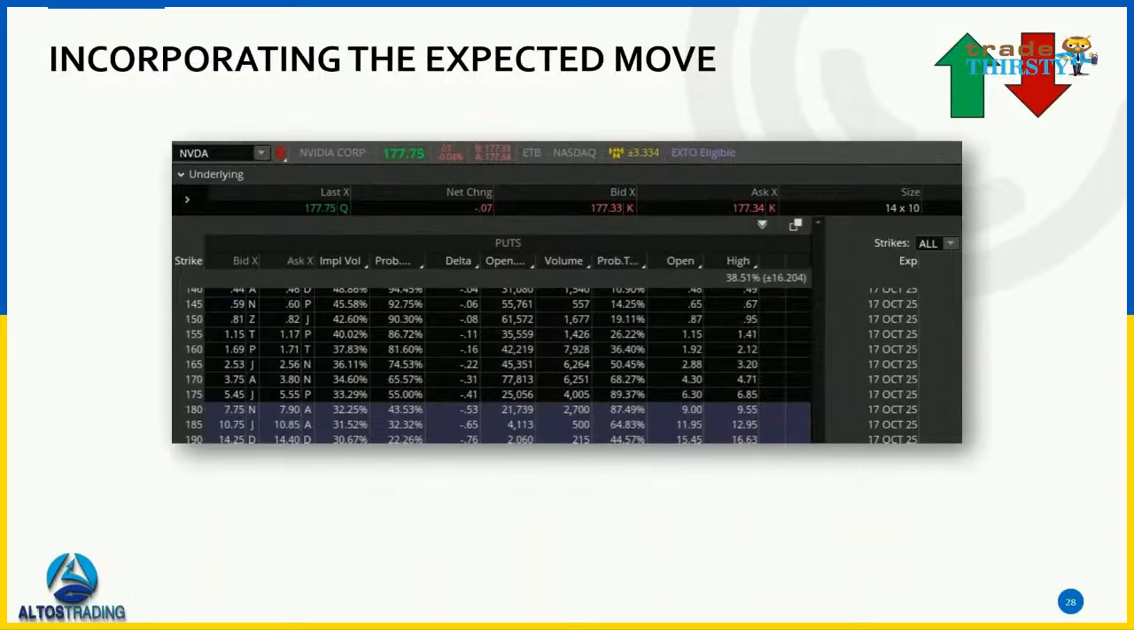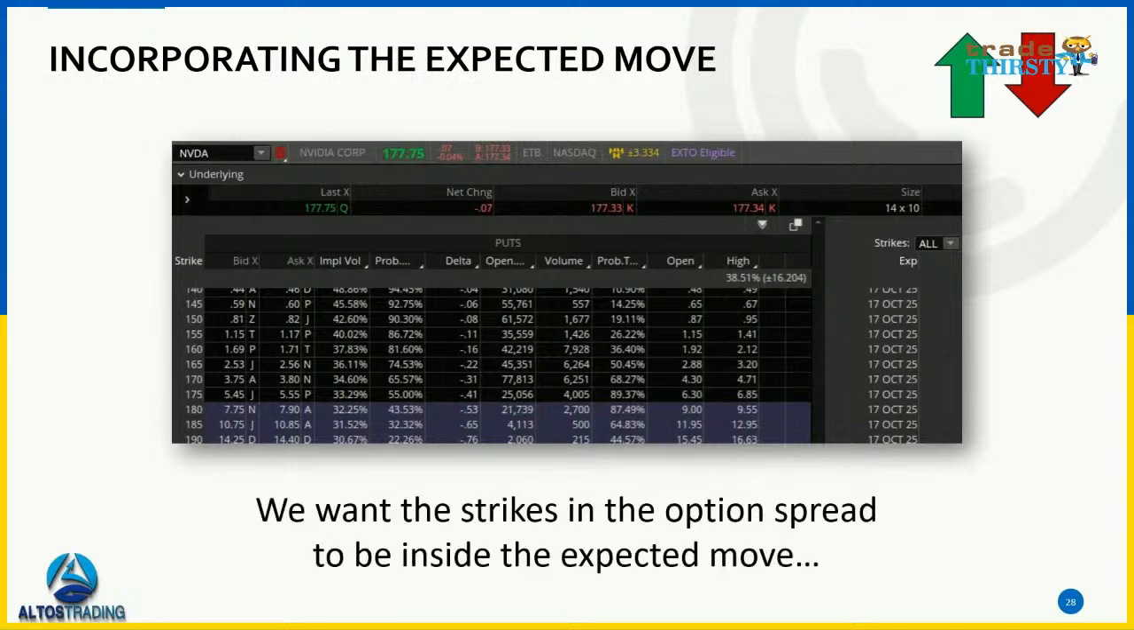All right, now we're going to incorporate expected move. So we'll stick with NVIDIA here. This is not a current chain, obviously, but it doesn't matter. At this point in time, NVIDIA is trading at 177.75. We want the strikes in the option spread to be inside the expected move. If we're taking a directional trade, you don't want to build a spread outside the expected move because you'd have a low probability of profit.